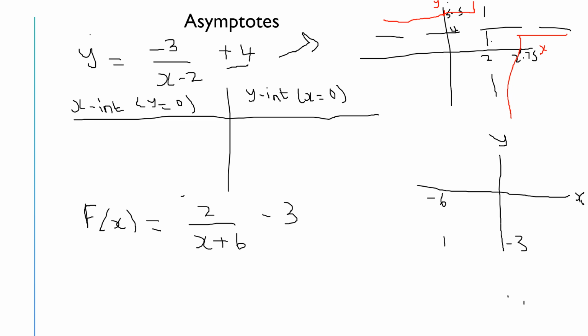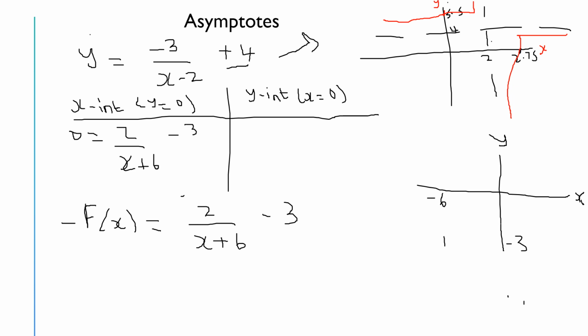Now I'm doing this one. My focus is on this graph. So let's do the x-intercept first. We know y is the same as f(x). So whenever you see f(x) or y, you put a 0. So it will be 0 equals 2 over x plus 6, minus 3.